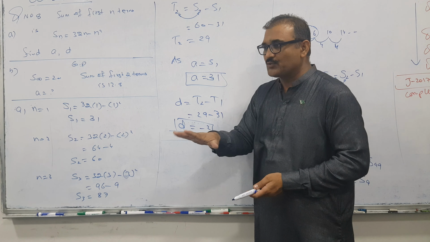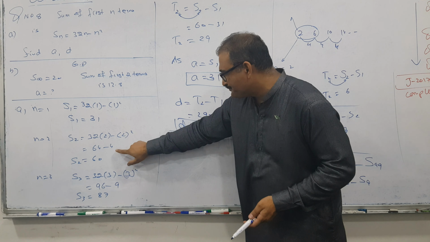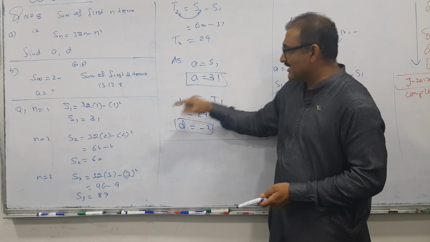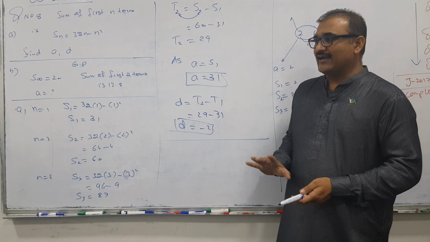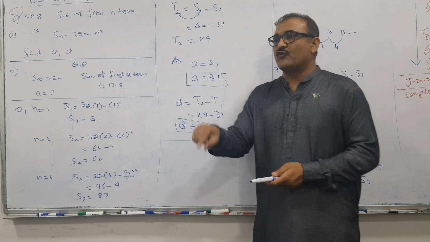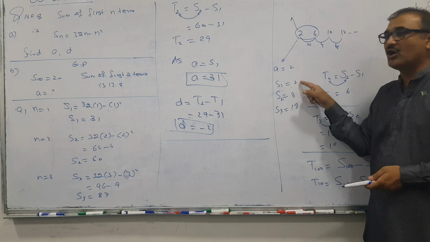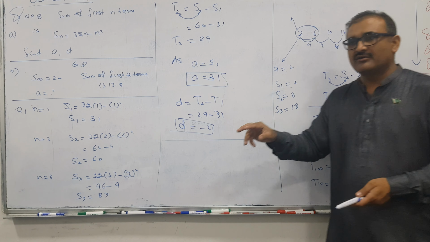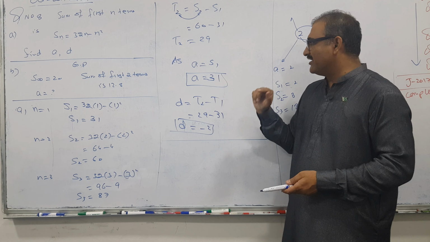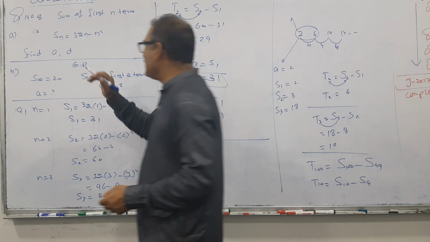So that is why if I'm looking for T2, the formula is S2 minus S1. I got S2 here and S1 here. If I subtract, I got 29. I got the second term. And I said before that the first term and S1 are always equal to each other, right? So it means S1 is A, so I got 31, and D is negative 2. Let's go to the B part now.